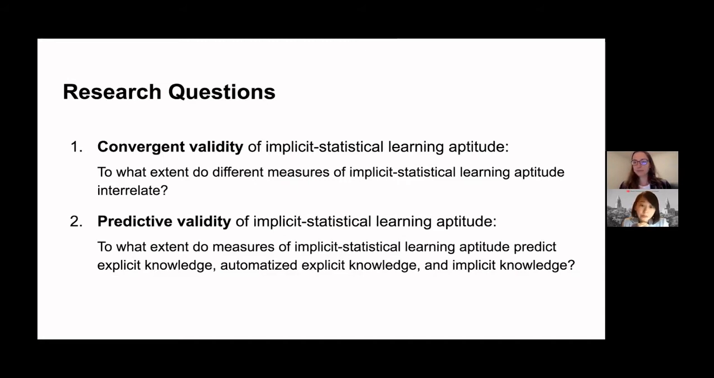So again, we had two overall aims for the current study. The first research question was about the convergent validity of implicit statistical learning aptitude. In particular, to what extent do different measures of implicit statistical learning aptitude interrelate? And the second is about the predictive validity of implicit statistical learning aptitude. To what extent do measures of implicit statistical learning aptitude predict explicit knowledge, automatized explicit knowledge, and implicit knowledge?